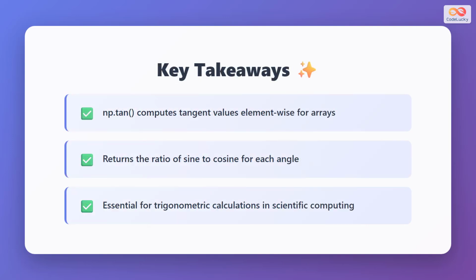To summarize, np.tan computes tangent values element-wise for arrays. It returns the ratio of sine to cosine for each angle. This function is essential for trigonometric calculations in scientific computing, making it a fundamental tool in your NumPy toolkit.